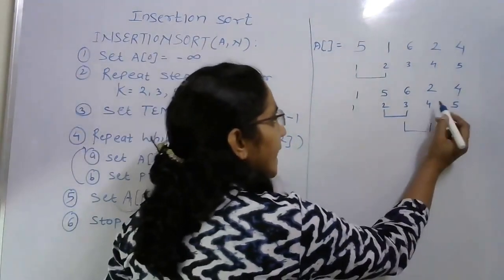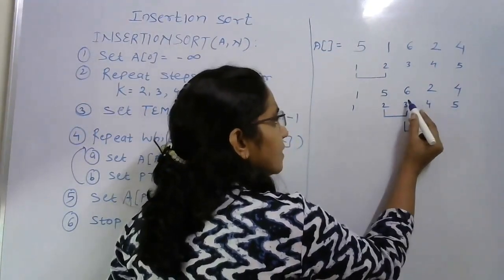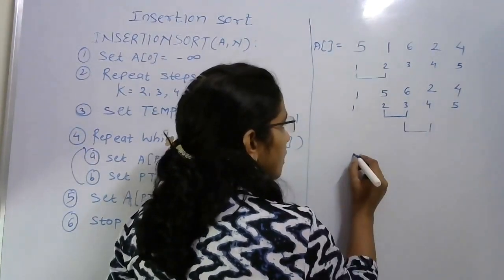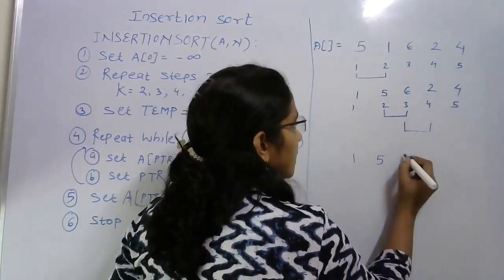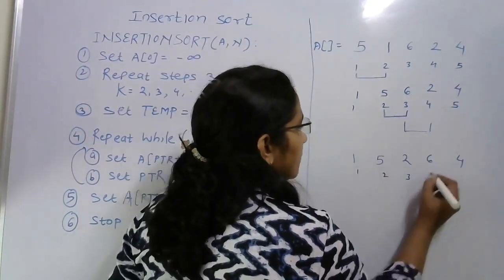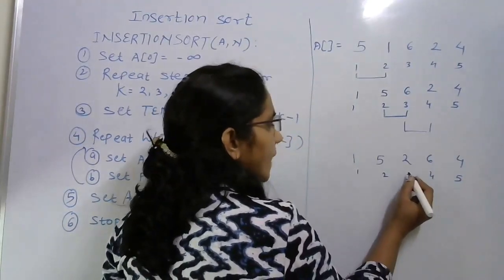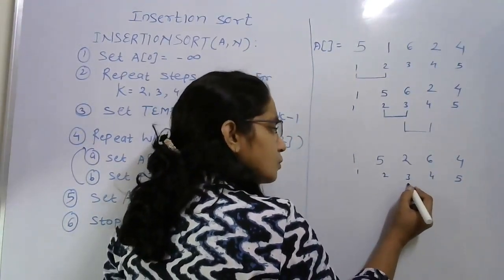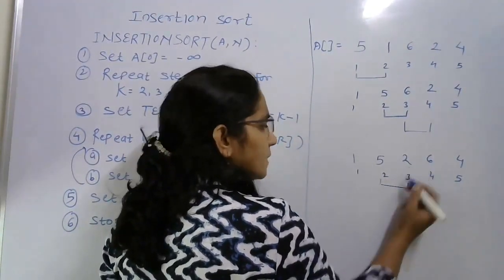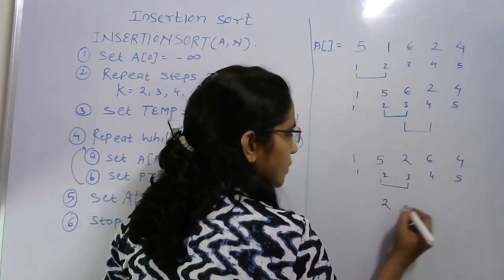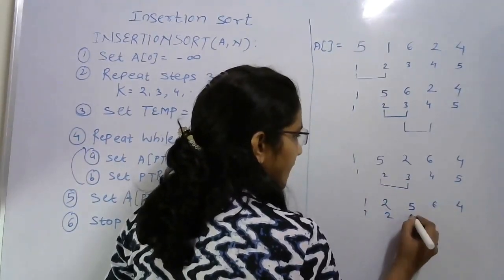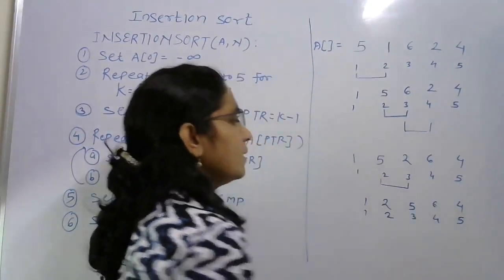If the newly added element 2 is less than the previous element, then just interchange the values. So the new values are 1, 5, 2, 6 and 4. Again, this 2 value is newly added, so again check this newly added value with the previous element. If it is less, then again interchange the positions, means 2 here and 5 here, and the remaining elements are kept as they are at their respective positions.